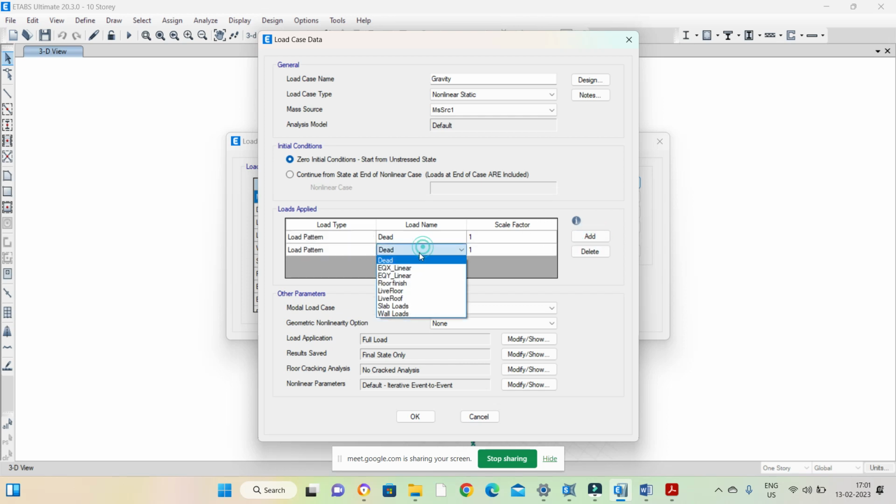Load pattern dead, then load pattern floor finish, then load pattern live floor, then you have load pattern slab loads, then you have load pattern wall loads, then you have load pattern live roof. So this you can ignore, live roof you can ignore, so I will ignore this. And live floor you can give 50%. This is similar to the seismic weight. So you can give 50, and the remaining everything we have given full.